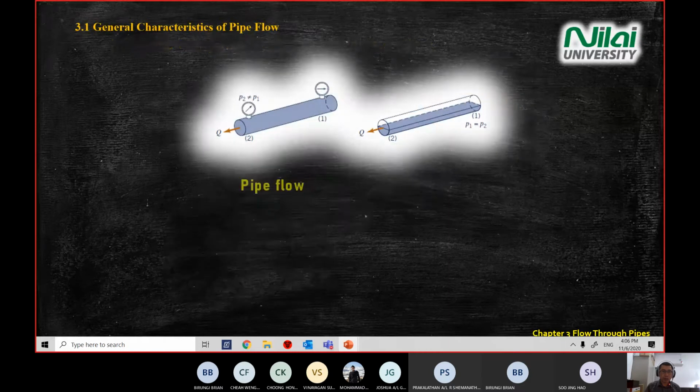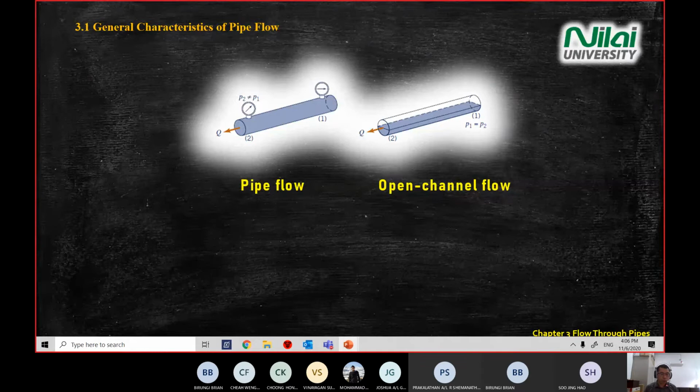Right. So number 2, we have two kinds of flow system. One is on the left hand side. That one we call pipe flow. The right hand side is for open channel flow. So these are the two different systems. Most of the equations in this chapter will be in this category, pipe flow. And there will be one equation later on that we will derive from open channel flow, and then we apply it inside pipe flow.